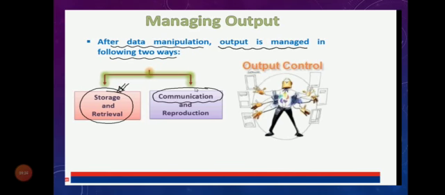Now the third stage of data processing is managing output. After the data manipulation, output is managed in two ways: storage and retrieval, and communication and reproduction. These activities can be performed on data after the data has been captured and manipulated. Number one is storage.